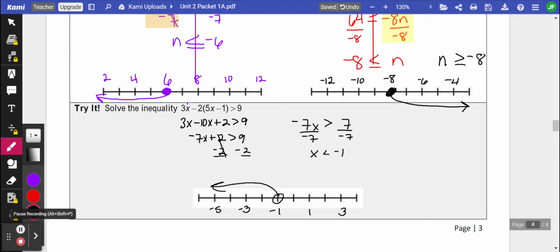Okay, so once you finish, you should get x is less than -1. If you got x is greater than -1, it is because you forgot to flip your inequalities.